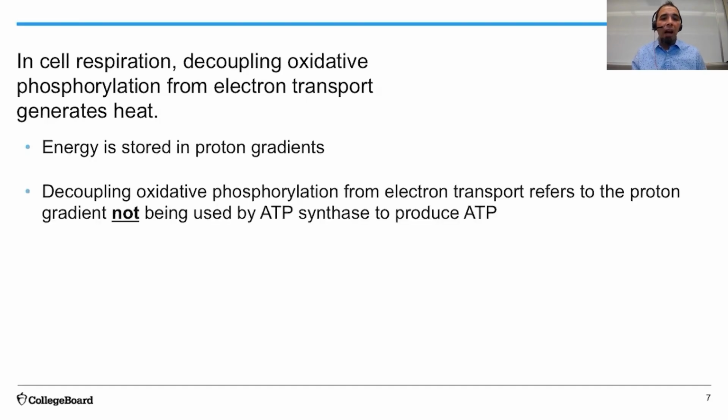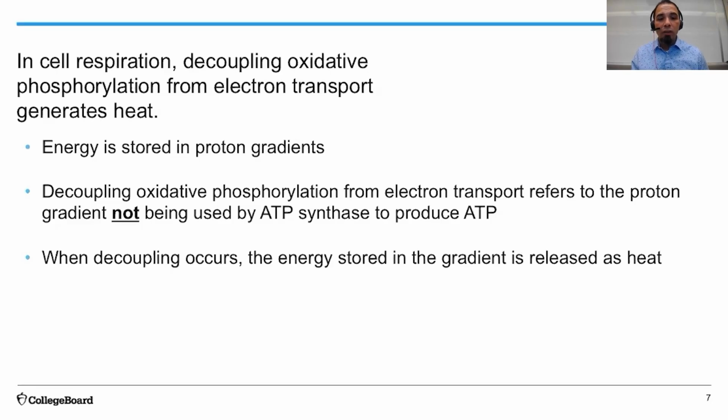In decoupling oxidative phosphorylation, a lot of terms here, again, pause the video. Decoupling or separating oxidative phosphorylation from the electron transport chain refers to the proton gradient not being used by ATP synthase to produce ATP. A lot going on there, all right? So we're decoupling or taking the process apart. And so when decoupling occurs, the energy stored in the gradient is released as heat.